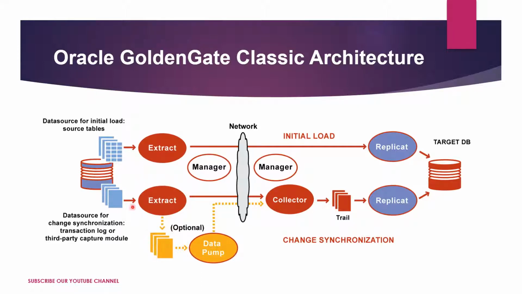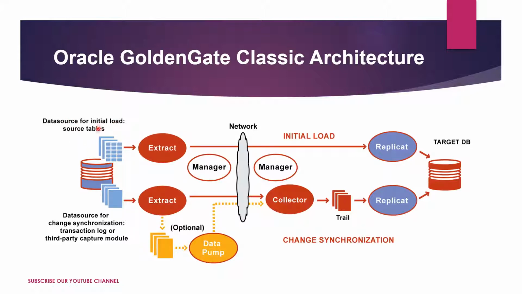Whatever data is captured, which is committed data, can be stored in the trail file. As an optional component, we can create a data pump, which is nothing but an extract process, and which gives you an added advantage whenever there is a network failure or some issue between the source and the target. So it is always recommended to create a data pump extract process on the source side.